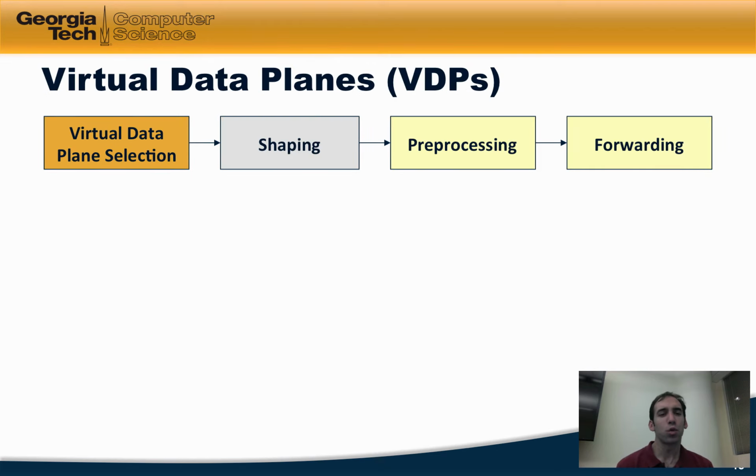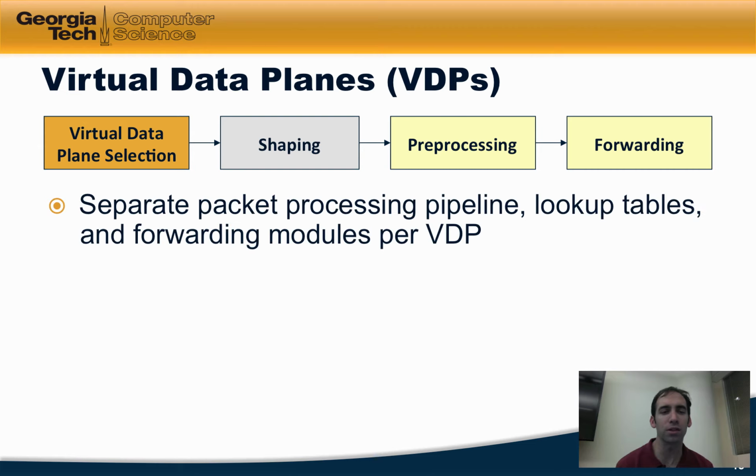The first stage in the Switchblade pipeline is the virtual data plane selection. That is, when traffic arrives, we need to determine which virtual data plane or packet processing pipeline the traffic should be directed to. The idea is that Switchblade should support separate packet processing pipelines, lookup tables, and forwarding modules for each of these virtual data planes.